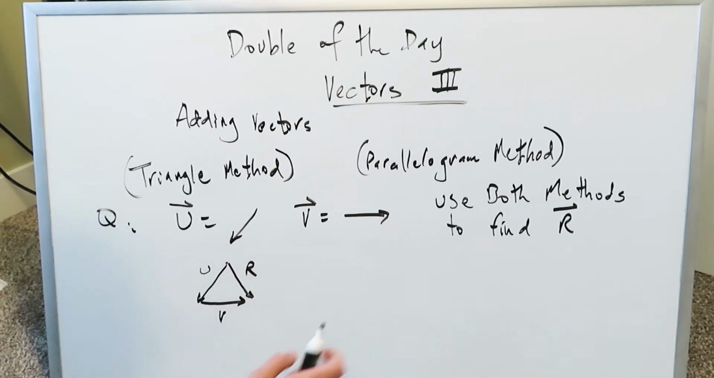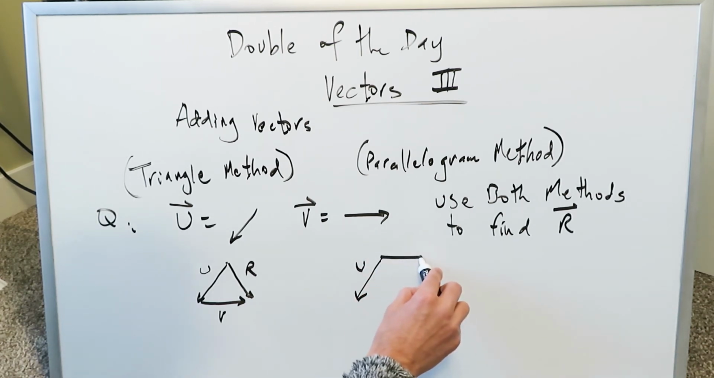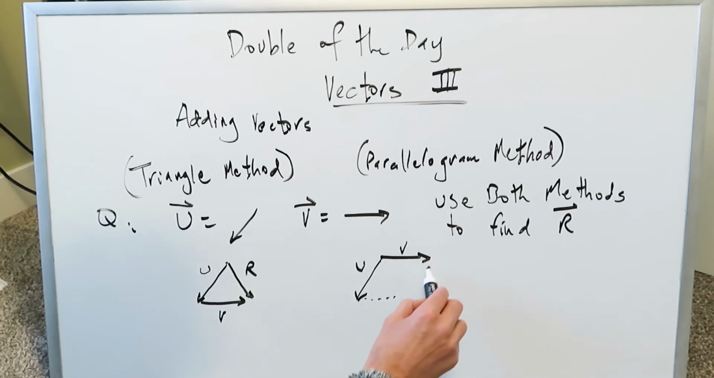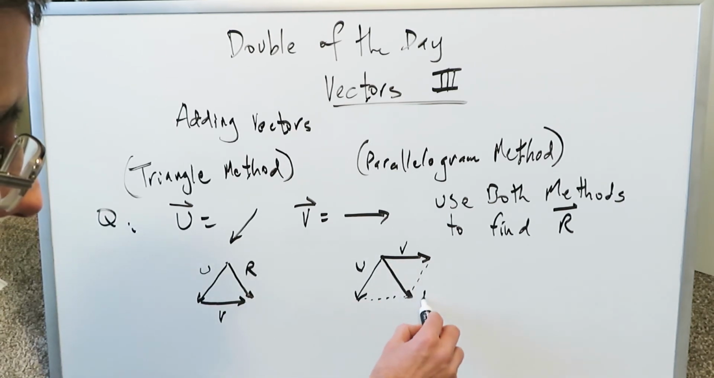Now let's do the same thing with the parallelogram method. With the parallelogram method, draw the U vector exactly as you see it, same direction, same everything. And then from the very beginning of that U vector, draw the V vector as you see it, and there it is. Now try to draw a good parallelogram, right? And from the beginning to the intersection of the dashed lines, connect the two, and here's your resultant.